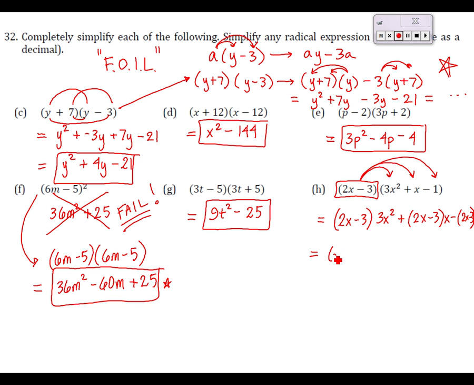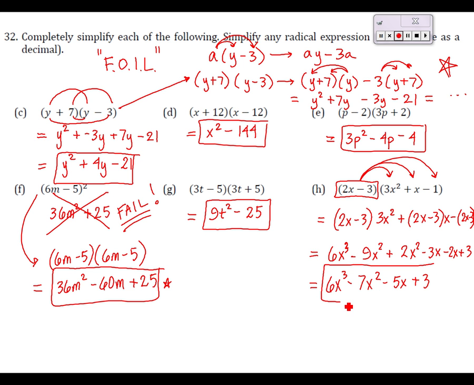What do we get? 6x cubed. I'm distributing from the right now. Minus 9x squared plus 2x squared minus 3x minus 2x plus 3. All right, and then all we need to do now is combine like terms. So we have 6x cubed, only one of those. We got some x squareds here, that's minus 7x squared, and then minus 5x if we combine these two terms, and then plus 3. So that's a great way to do it, although there are lots of other ways.